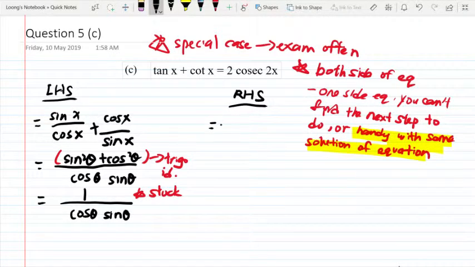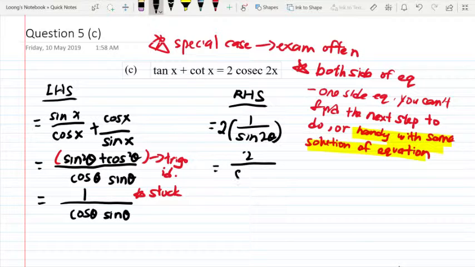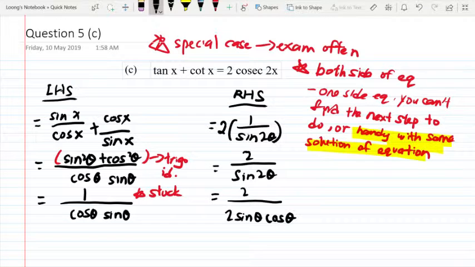we have 2, so we factorize out 2, which means that what we are left with is 1 over sine 2 theta. And sine 2 theta is actually can be expanded into 2 sine theta cos theta. Can you see the similarities in here?